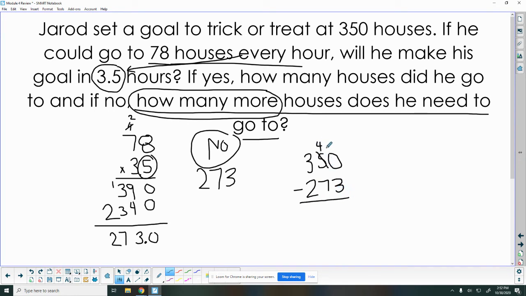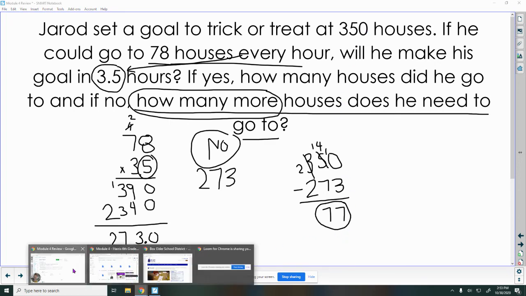So we need to borrow here. 10 minus 3 is 7. And I'm borrowing here. 14 minus 7 is 7. And 2 minus 2 is nothing. So he still needs to go to 77 more houses. Remember, it took him an hour to go to 78. So he needs to go for probably about 59 more minutes to make his goal. So hopefully it doesn't get too dark before he can finish there.